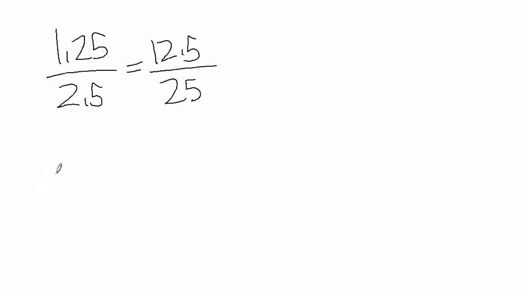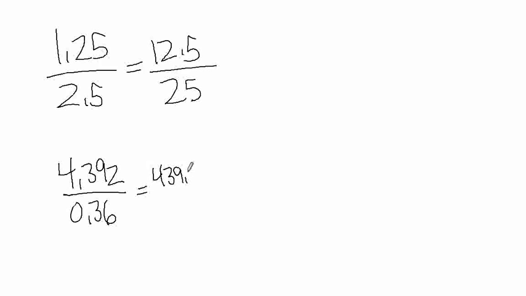Likewise, if you were dividing 4.392 by 0.36, for this example, you would multiply the top and bottom by 100, because it would take 2 hops to turn 0.36 into an integer. And so multiplying the top and bottom by 100, we would get 439.2 divided by 36. So that's step 1. Turn the denominator into an integer.